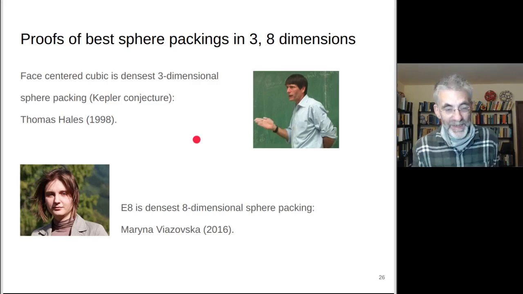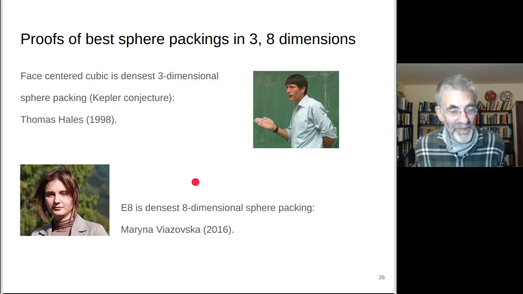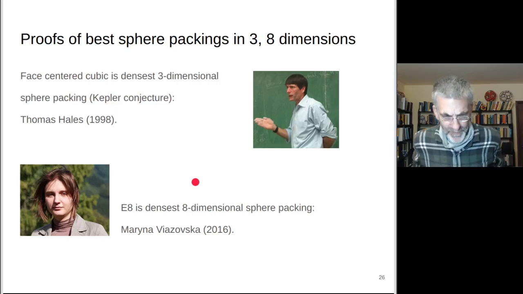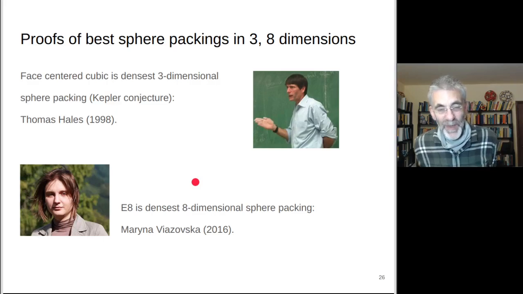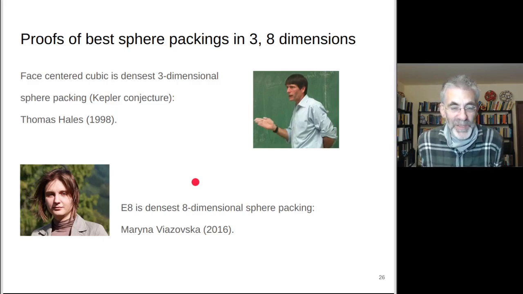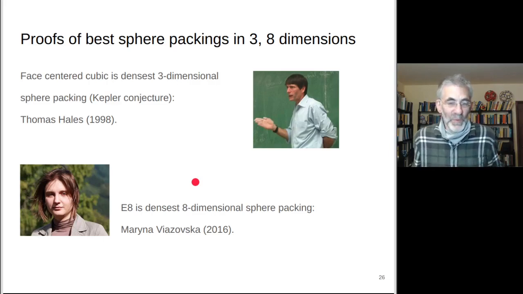The proof in 8 dimensions is very much shorter. This was found by Maryna Viazovska quite recently. She was extending work done by Henry Cohn and Noam Elkies, who showed that E8 would be the densest 8-dimensional sphere packing, provided you could find a function with several rather extraordinary properties. And quite a few people tried to find such a function. I mean, I spent a few hours on it and just made no progress at all.